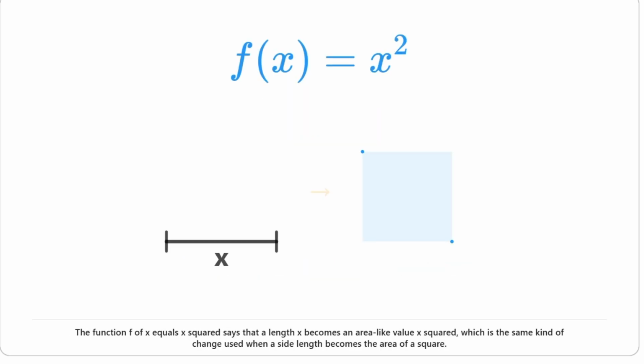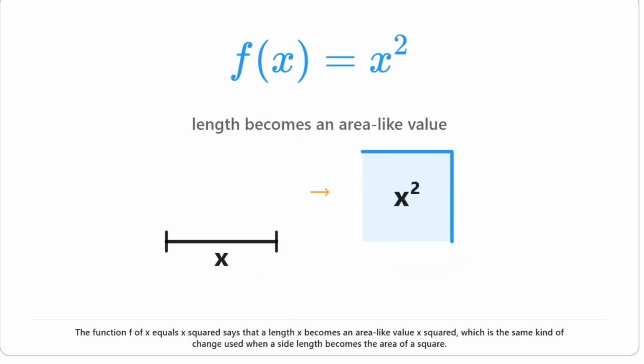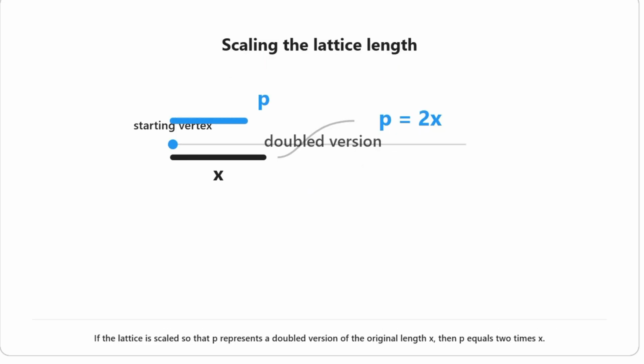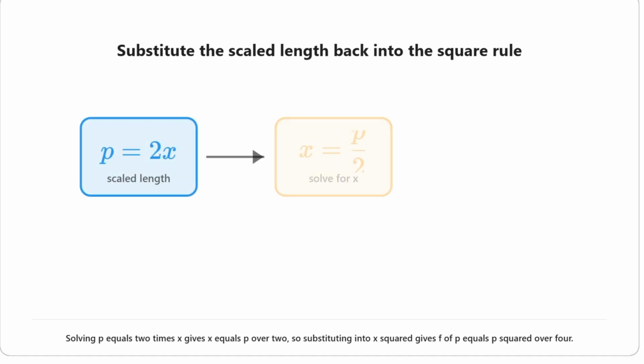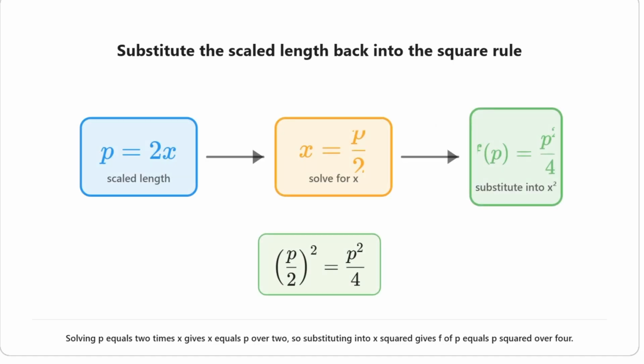The function f of x equals x squared says that a length x becomes an area-like value x squared, which is the same kind of change used when a side length becomes the area of a square. If the lattice is scaled so that p represents a doubled version of the original length x, then p equals 2 times x. Solving p equals 2 times x gives x equals p over 2, so substituting into x squared gives f of p equals p squared over 4.